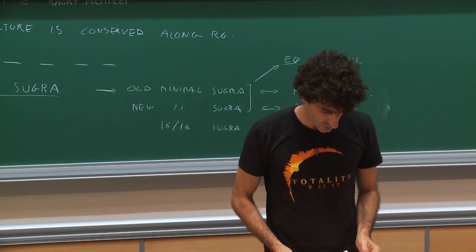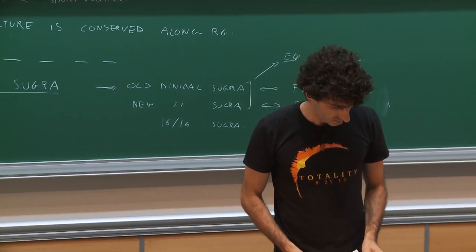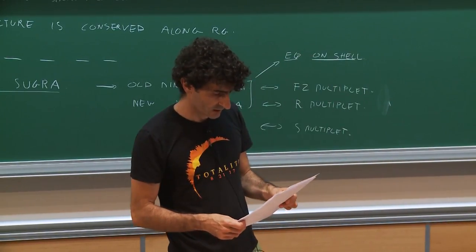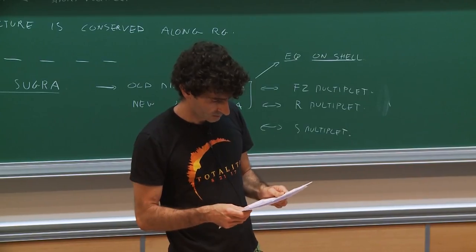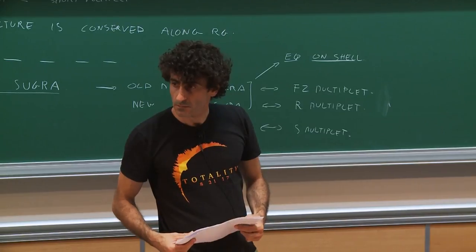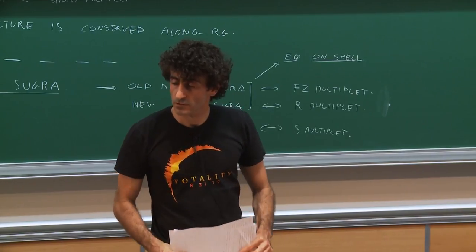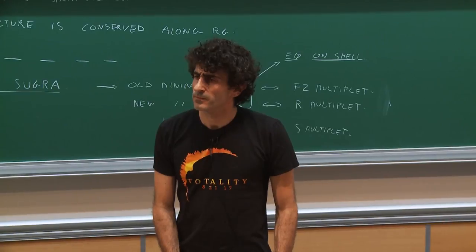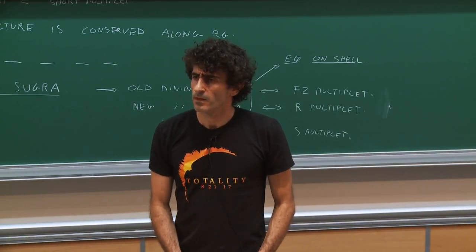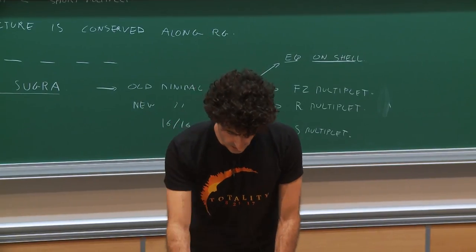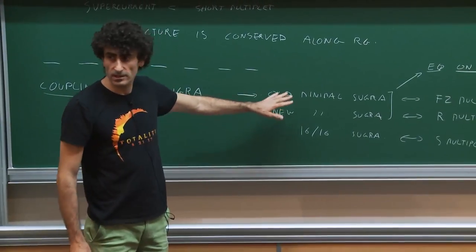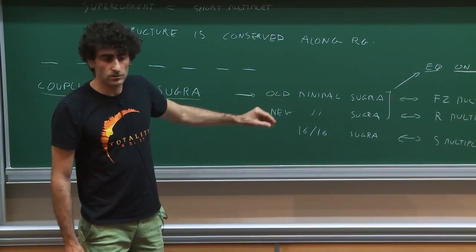So are there any more questions about these different supercurrent multiplets? Sorry, I don't understand the question. You said that the various versions of the supercurrent multiplet dictate how we can couple the theory to supergravity. Why is that? Just because, given the structure of the supermultiplet, you have to choose a different supergravity to couple to.